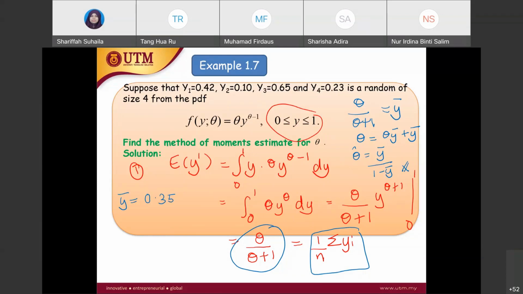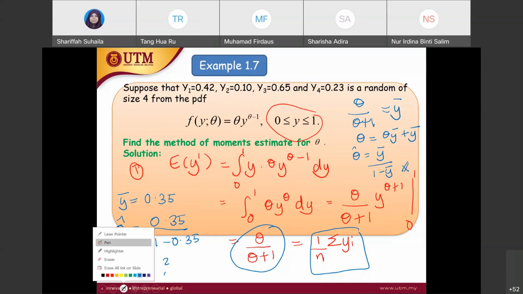Okay, total up semua divide by 4. You have 4 observations. Okay, and then replace balik. So theta hat, y bar is 0.35, over 1 minus 0.35. So give a value, kamu selesaikanlah ya. So that is your theta hat using the method of moments. Okay, kaedah dia mudah je. Cuma kamu equatekanlah dia punya dengan expected value dia.